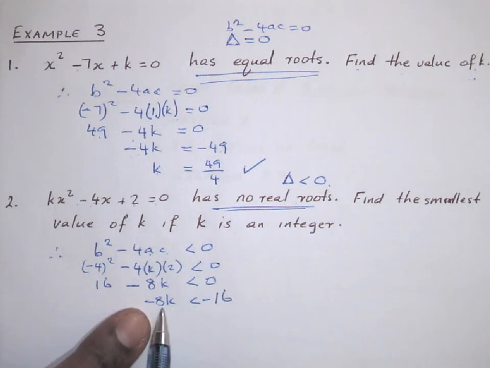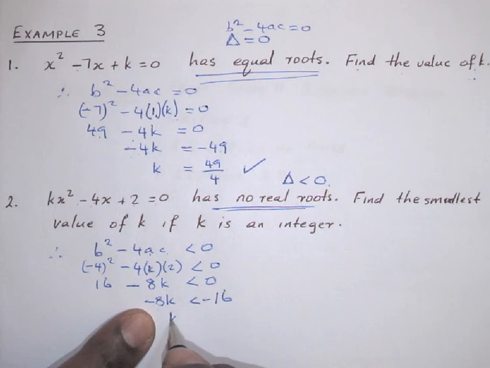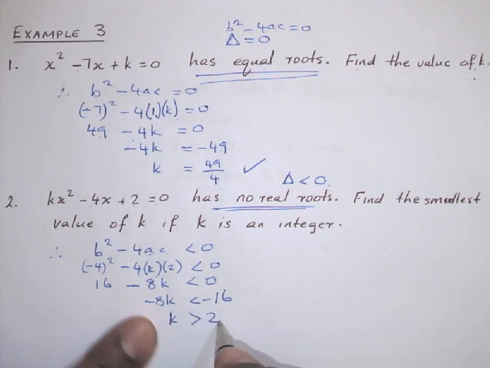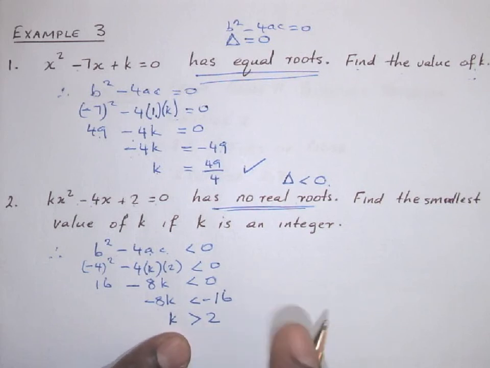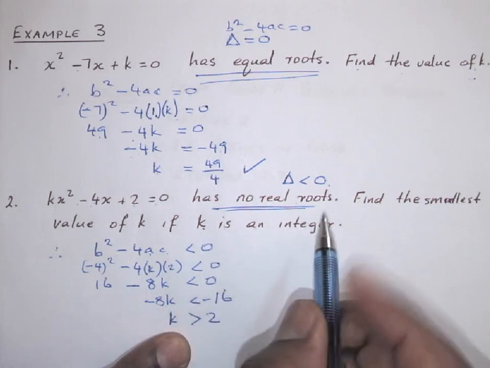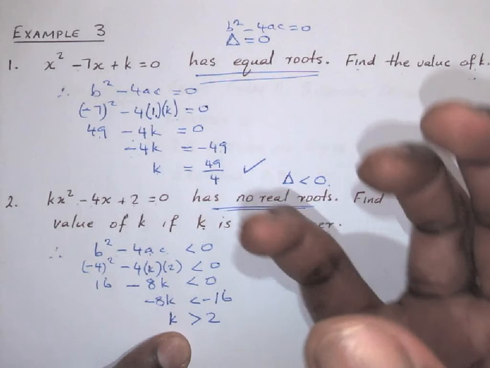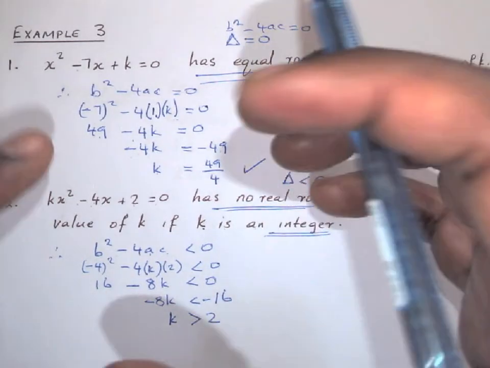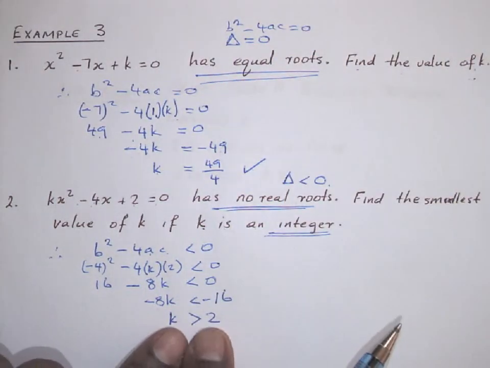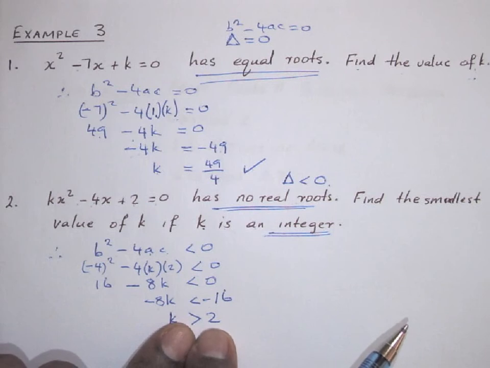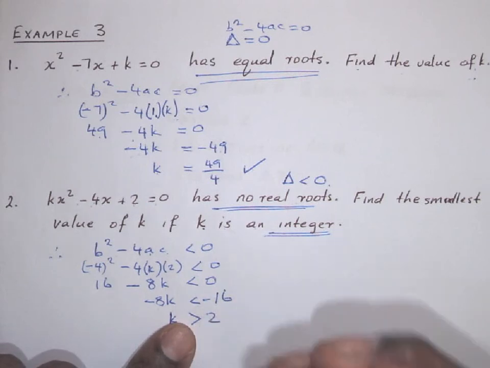If I divide by a negative number, the sign will change. So k will be greater than 2. Now k is a number bigger than 2. But what did they say? They say that k must be an integer. Remember what integers are? They are whole numbers. There are no halves in them. So if you say k is greater than 2, you may include 2.5, 2 and a third, 17.5, etc. But we want an integer.